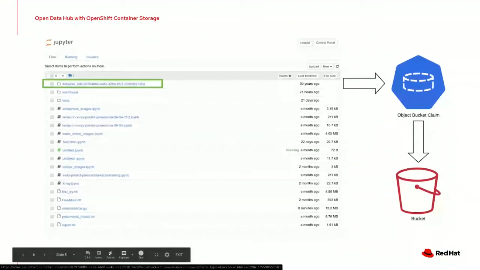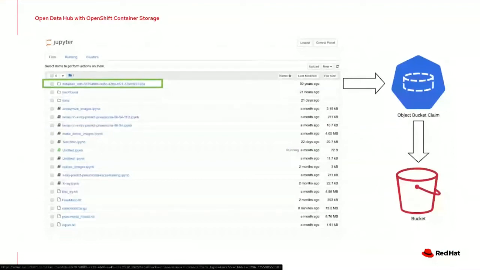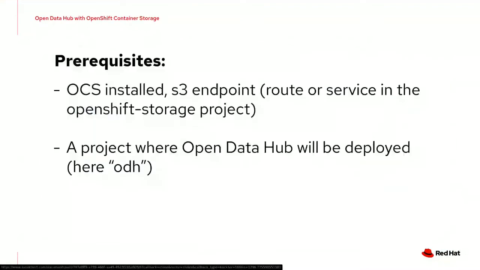And what I will do as a fancy thing is display it directly inside my Jupyter environment. And everything will be fully automated. So that means the user won't have to manipulate any access keys, secret keys. This is what we're going to do. So for that, only two prerequisites: to have OCS installed, of course, and the S3 endpoint that you will use. You have to take note of it.